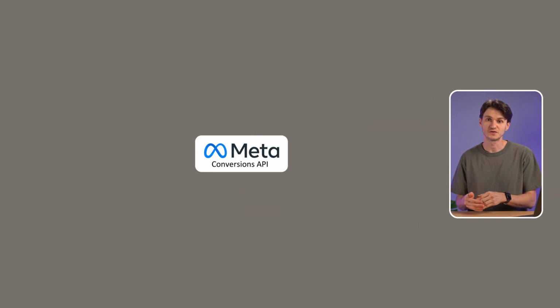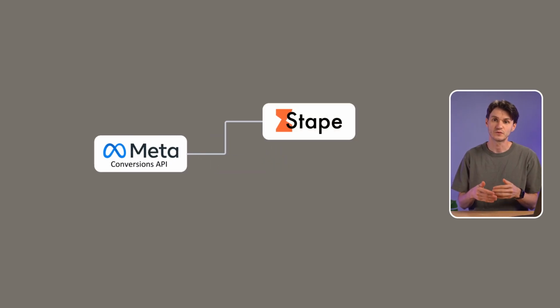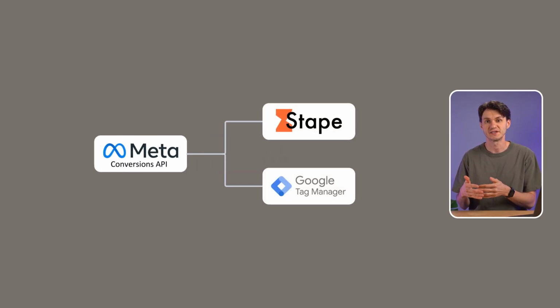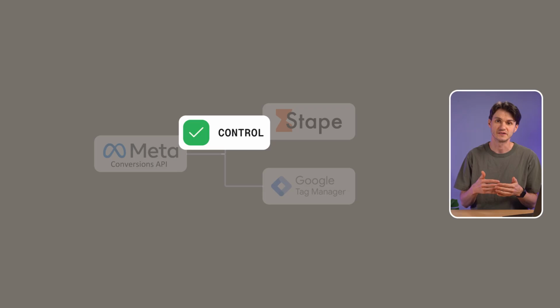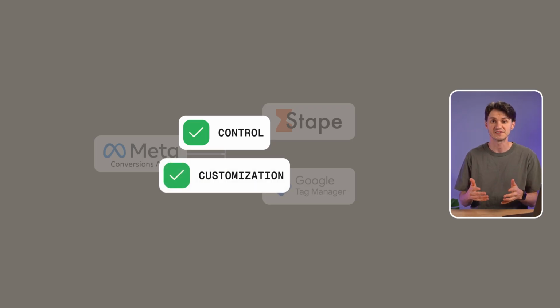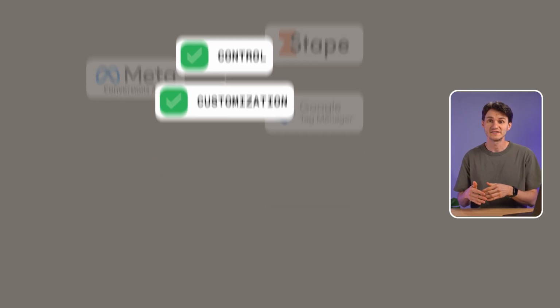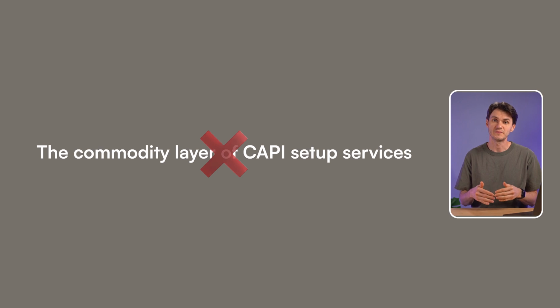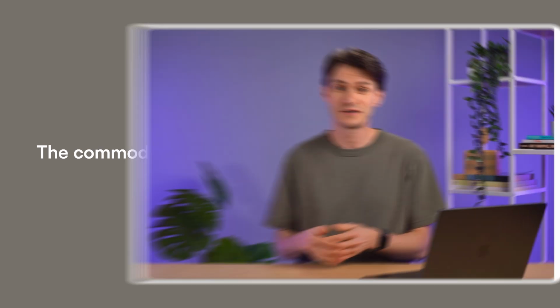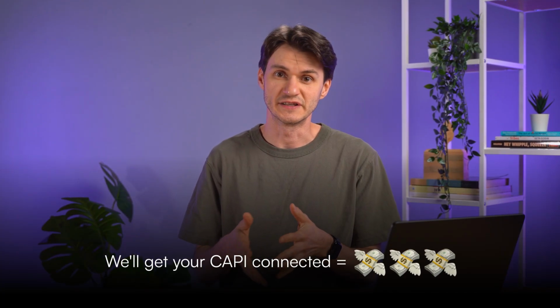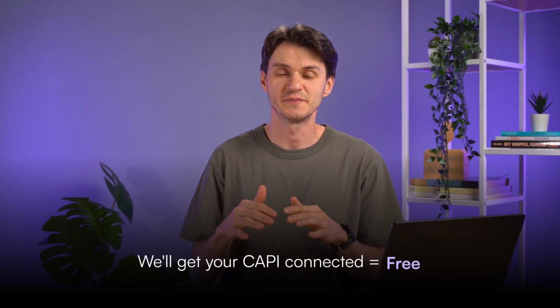Now, a quick note for those of you who already have CAPI running through partners like Stape or through server-side Google Tag Manager. If your setup is working and gives you the payload control and customization you need, keep it. This update is mainly for the advertisers who never got CAPI set up at all. What this does kill is the commodity layer of CAPI setup services. The basic "we'll get your CAPI connected" offering that many vendors charge for. Meta just made that free.